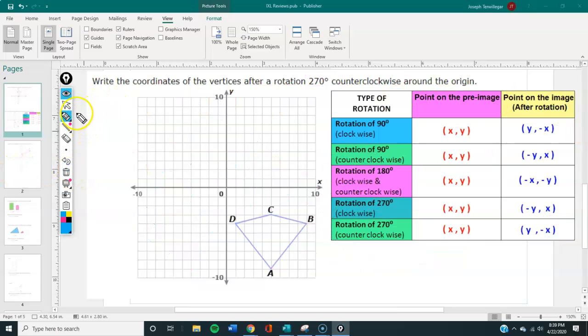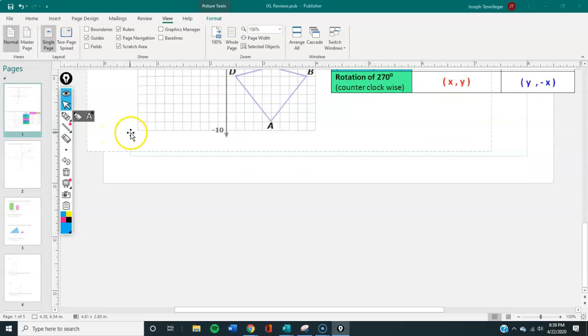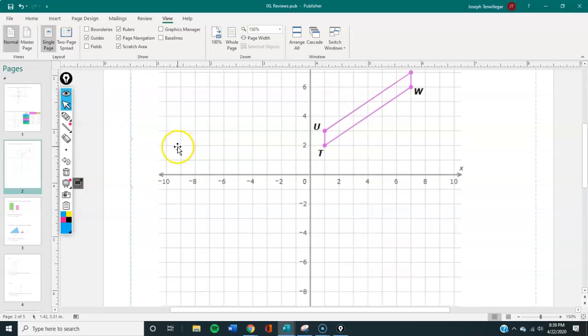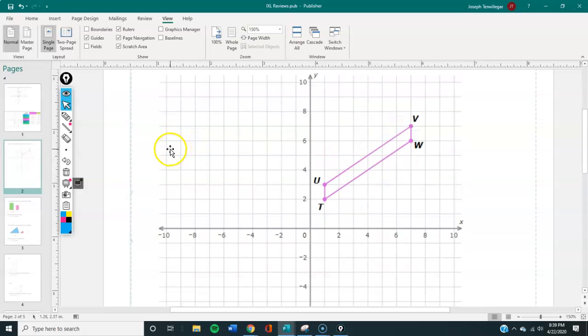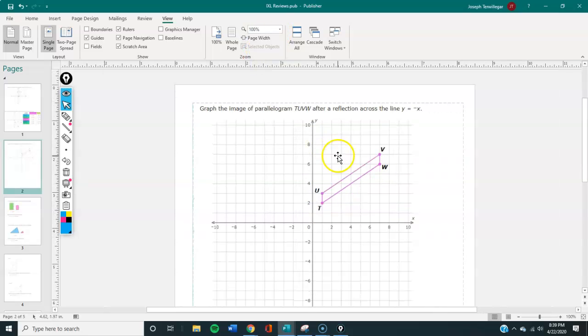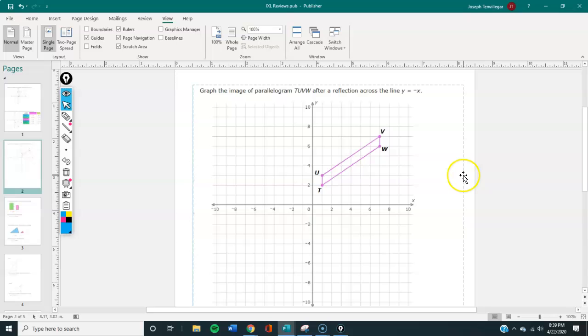Last one. Whoa. I need to zoom out a little bit. Alright, let's take a look at this piece.